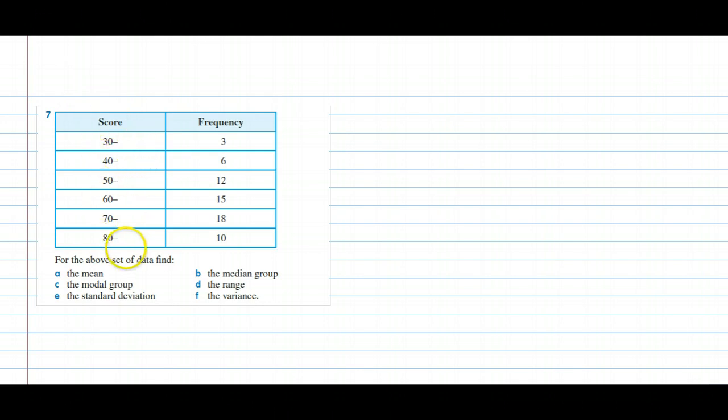This time we've been given a table, and the first thing to notice about this table is that this is grouped data. So we don't have individual scores with frequencies anymore. We've got groups of scores, and we know how many scores are in each group. In this group, which covers the range from 30 to 40, there's 3 scores in there somewhere. We don't know what they are exactly, we just know they're somewhere in there. In the group 40 to 50, there's 6 scores, and so on. So this is a different kind of data. It's going to require finding these values, the mean, the median, and so on, in a different way.